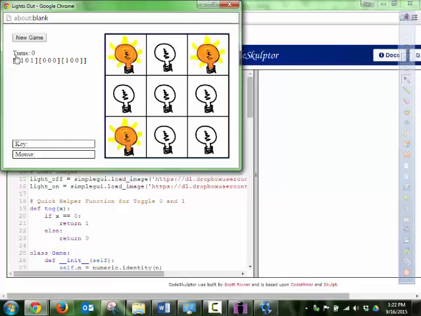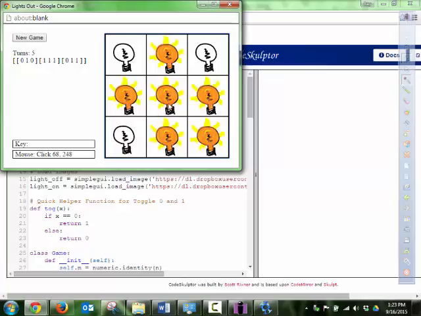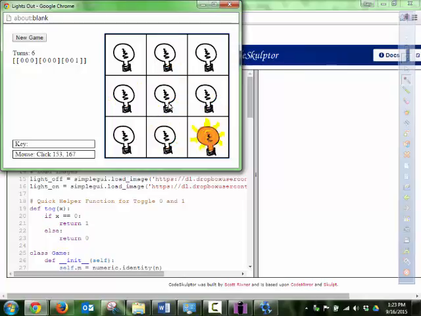The idea behind this game is that when you press a light, that particular light will turn off or on, and then the other lights next to it, left, right, above, and below it, would also toggle back and forth. So whichever button you press, those things will turn off or on.